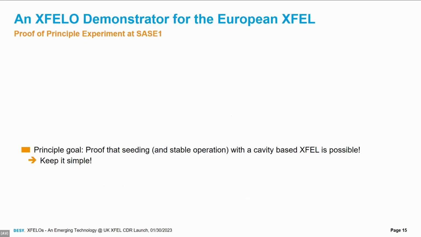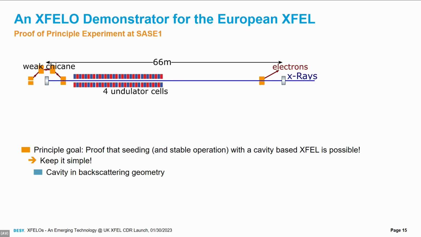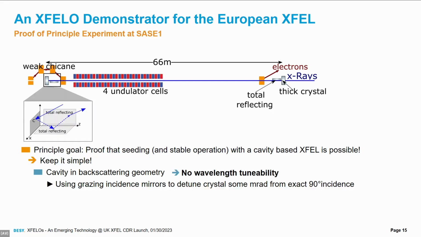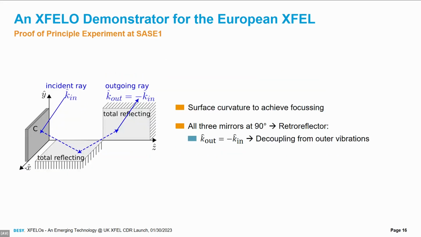So we want to keep it as simple as possible, to not obscure our goals with very high mechanical demands. This is why we build it in the backscattering geometry, which means it's not tunable. We won't have any wavelength tunability for that. We're going to use grazing incidence mirrors to detune the crystal some milliradian from exact 90-degree incidence, which is due to multiple beam excitation. I will not go into detail with that. However, these grazing incidence mirrors have the additional advantage that by applying some surface curvature, we can achieve focusing, which is something we need for the 66 meters mirror-to-mirror distance.